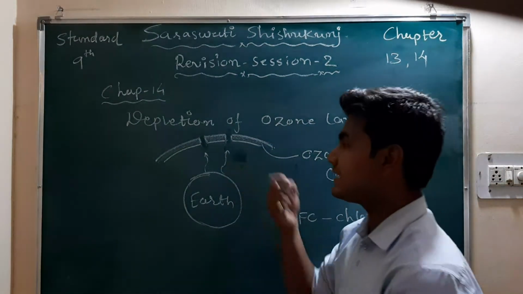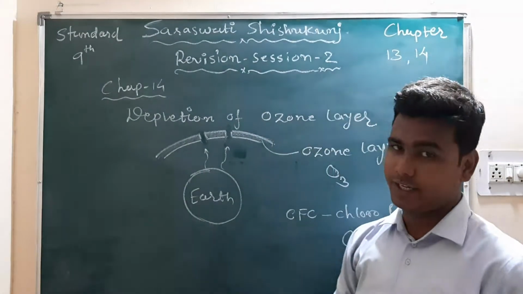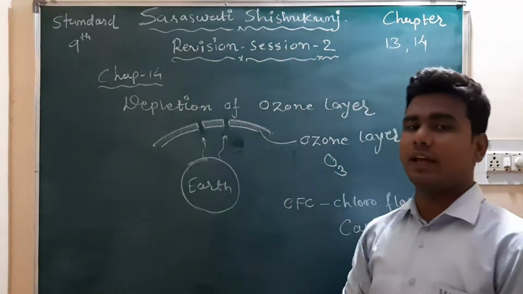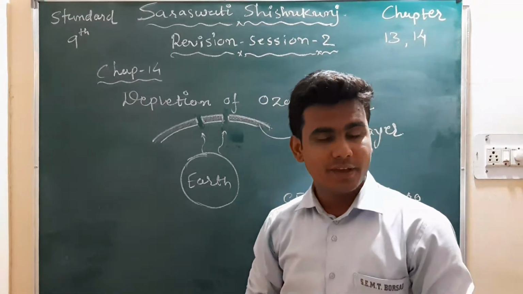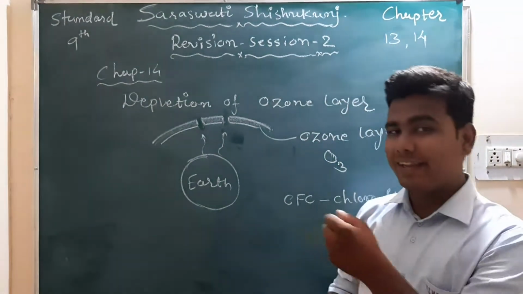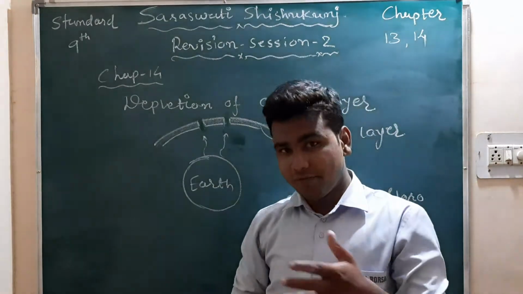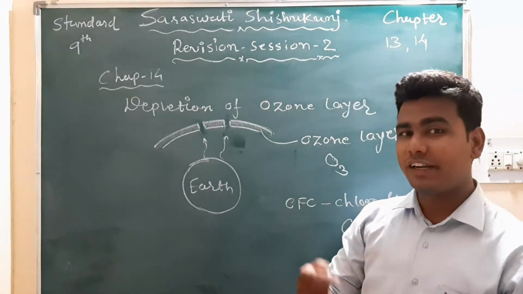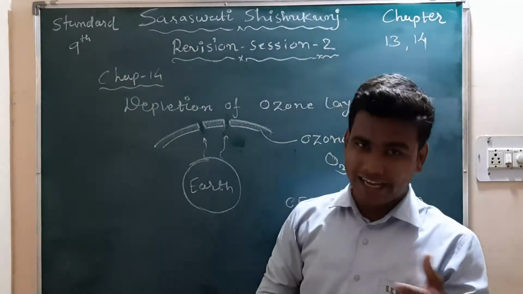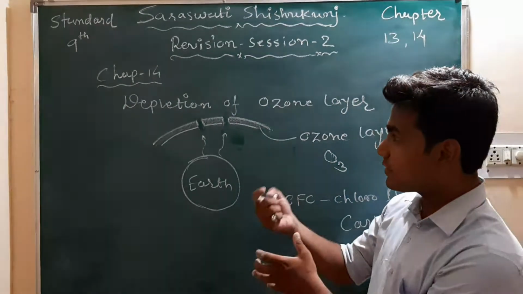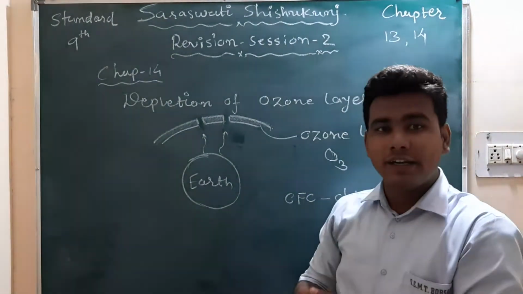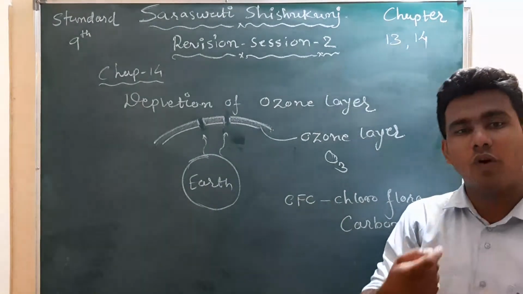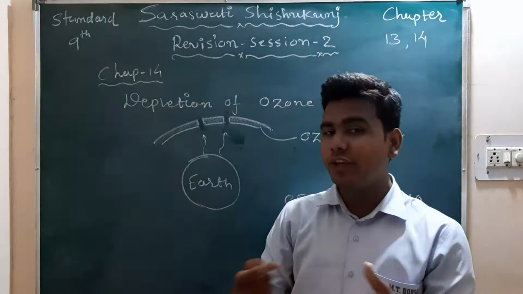As the ozone layer is depleted and the ozone hole is created, the ultraviolet rays will come directly in contact with human beings and different organisms, and that is very harmful for us. By that we will have different types of diseases. It may also cause skin cancer and problems like cataracts and other eye defects. So this way depletion of ozone layer is done by adding CFCs, chlorofluorocarbons, into the atmosphere by human activities.